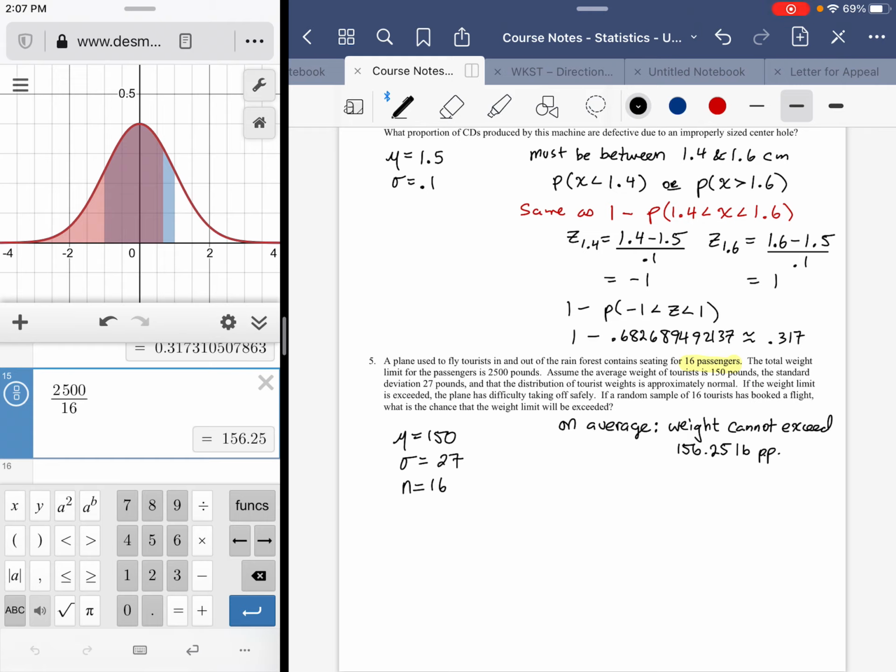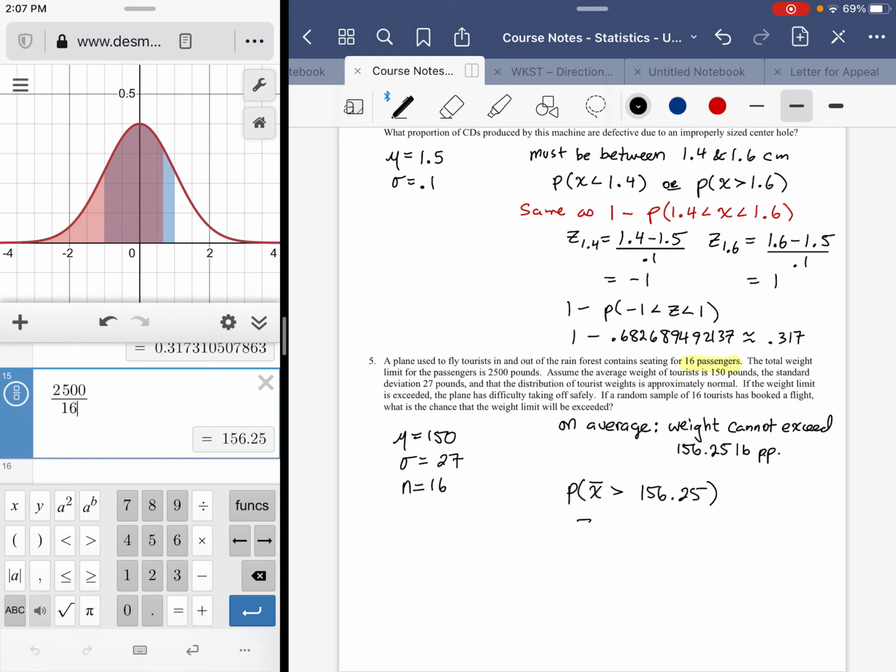All right. So if I want to know the probability that the plane will be able to take off safely, I could say the probability that the average weight is greater than 156.25. I'm sorry, if the weight limit is exceeded, then the plane will have difficulty taking off safely. So we're looking to determine under what circumstances the plane will not take off safely, which would be x bar greater than 156.25.